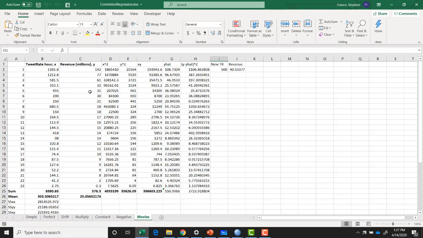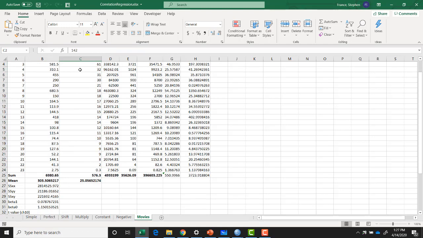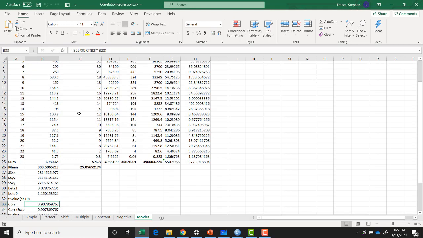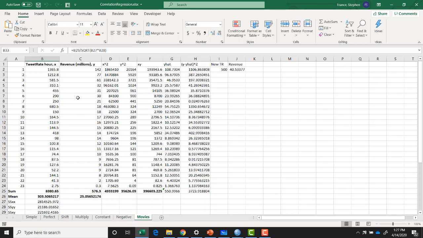And here's a little example. I'm going to talk about this example later when we do regression. So here we have a measure of social media buzz. This is the tweet rate per hour of a movie in the week before its release versus the revenue of the movie. And again, our correlation is about 0.9. So there is this relationship here. As the movie gets more social buzz, it's more likely to be successful at the box office.